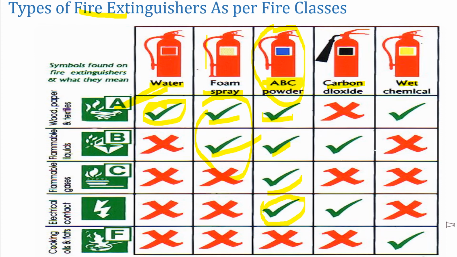Next one is your carbon dioxide fire extinguisher. Basically, carbon dioxide fire extinguisher is used for extinguishing electrical contact fires, and in some cases we can also use it for flammable liquids fire. So these two types of fires are generally extinguished by your carbon dioxide fire extinguisher. Next one is your wet chemical type fire extinguisher. Wet chemical fire extinguisher is generally used for cooking oil fires, but in some cases, if there is a fire in wood, paper or textile, we can go for this wet chemical type fire extinguisher.